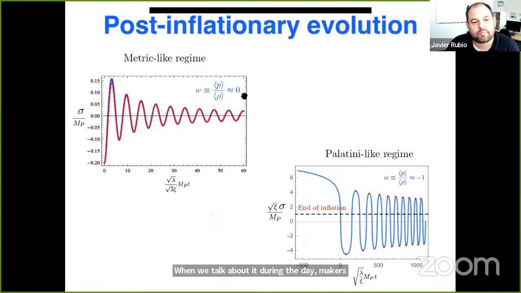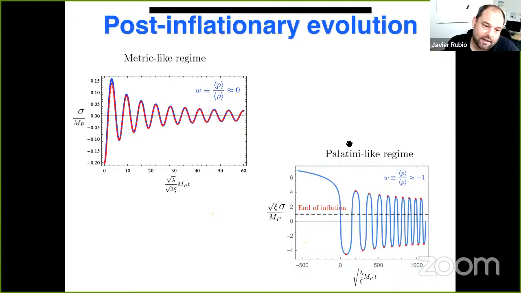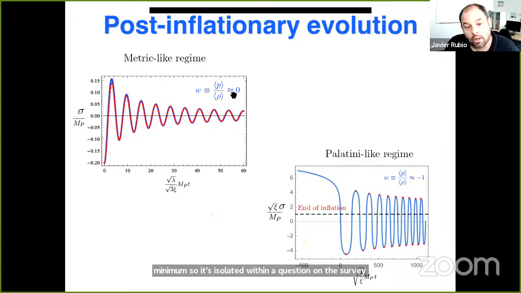We were considering, for instance, two limiting cases: the metric-like regime and the Palatini-like regime. In the metric-like regime, the potential is roughly quadratic around the minimum, so it oscillates with an equation of state that is approximately zero. So all the particle production happens through the Higgs decays. In the Palatini-like regime, the potential is approximately quartic around the minimum, and the transition to the plateau region is very rapid. So when the field finishes inflation, it is able to go back to the plateau region once and once again, exploring the transition that is a tachyonic region.